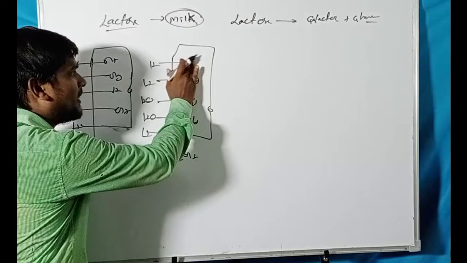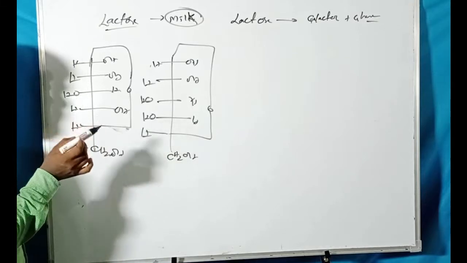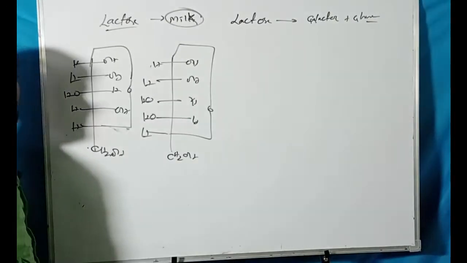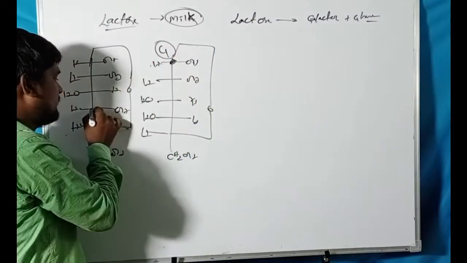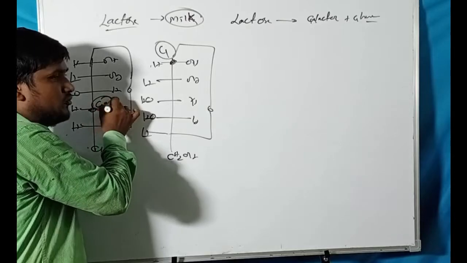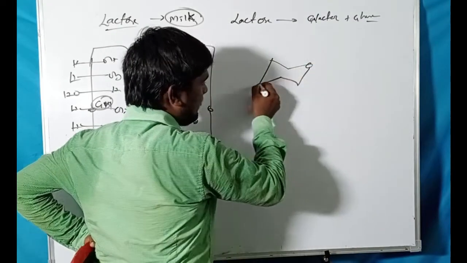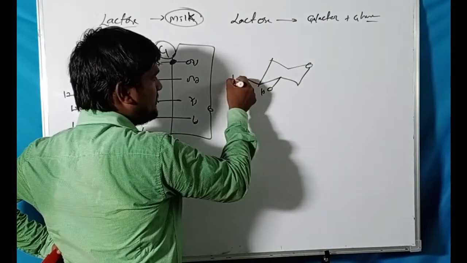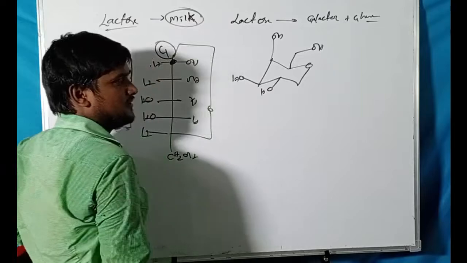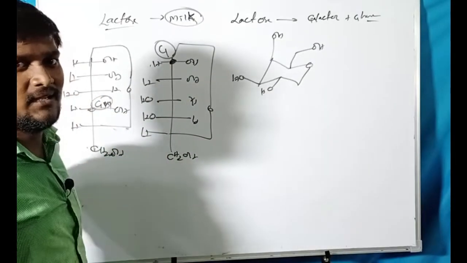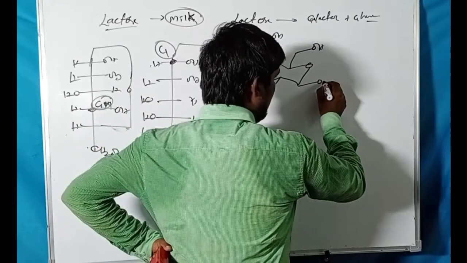So the galactose moiety OH can attack the fourth position of the glucose moiety. Here it forms a bond between C1 of the galactose and C4 of the glucose. It forms a glycosidic bond, that is a glycosidic linkage. Now here it is the galactose moiety. The fourth position is also on the left side, that's why it is also upside. However, it forms a compound. Here it gives the glucose moiety.